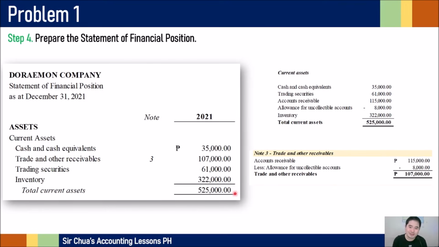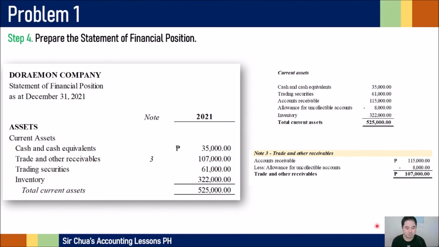Check nyo po lagi yung pagkakabangga ng notes to FS on the face of the FS. Kung 107,000 ang nireport sa notes to FS na trade and other receivables, yun po dapat yung trade and other receivables na nakalagay sa notes, sa inyong face of the financial statements. Okay? So, dapat po magtutugma yung face ng FS sa notes to FS.